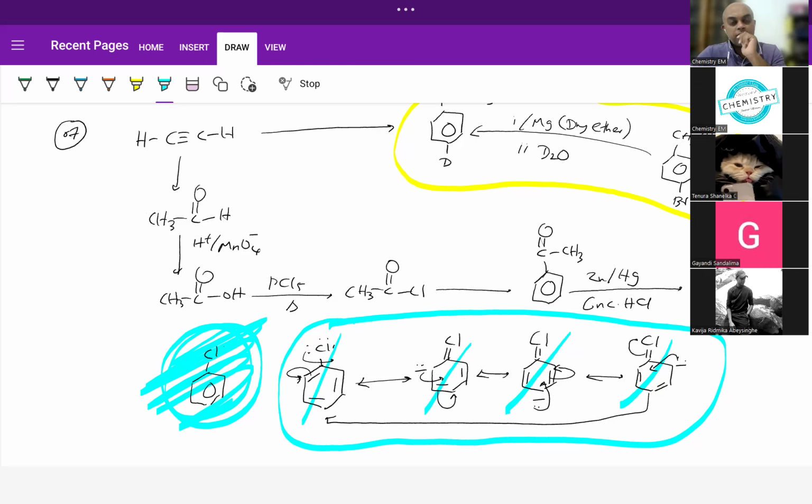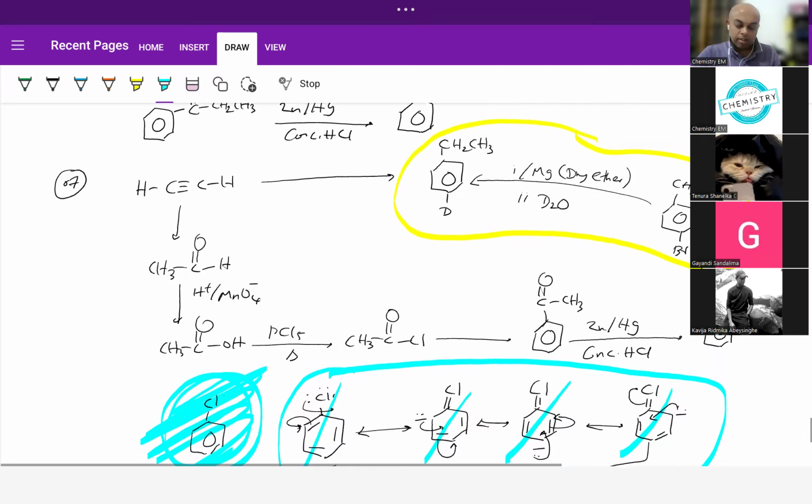Okay. So if you want to remove chlorine, you have to use Grignard, right? So this is the method, the answer for the seventh question. So there is a question. So the answers, some answers received.